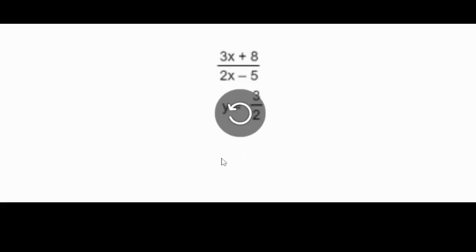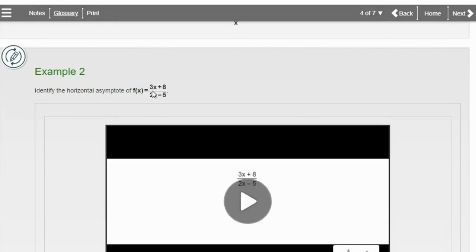That's it. It is that simple. If they're the same, just take the coefficients of the largest exponent. Yeah, it's 3 halves. So you may have noticed that they're both just x to the first power, so they're equal in the degrees. So it's just take the coefficients.